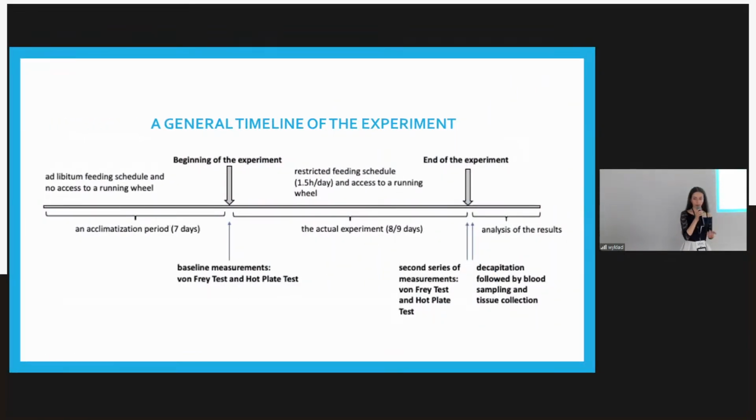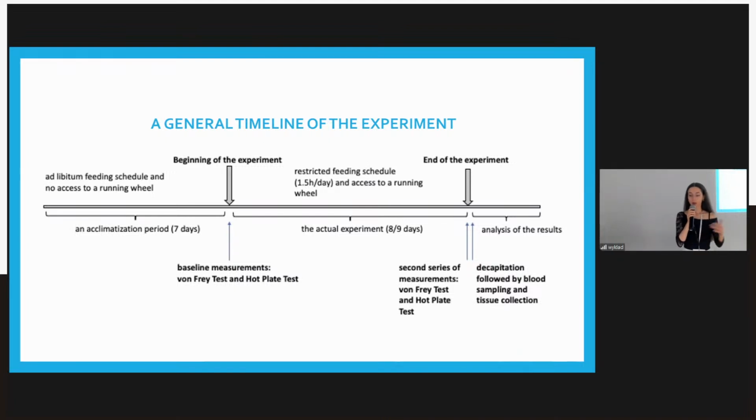And now let's move to the experiment. After 7 days of acclimatization period, we divided our rats, 24 rats, into 2 groups, the control group and the activity-based anorexia, ABA group. And then we performed the pain tests, the von Frey test for the mechanical stimuli and hot plate test for thermal stimuli. I can elaborate on them later in the discussion part if you're interested.